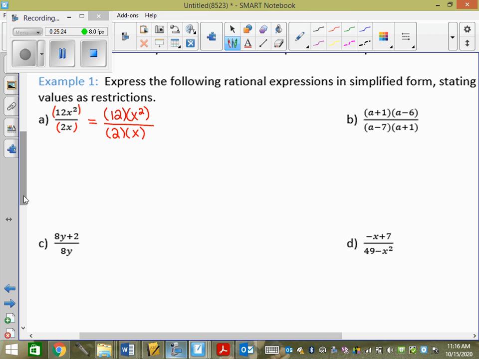Okay? So I'm going to do my non-permissible values. So I do GCF, difference of squares first, then I do non-permissible values next, then I cancel. Canceling is my very last step. So let's do my non-permissible values like we were doing before.